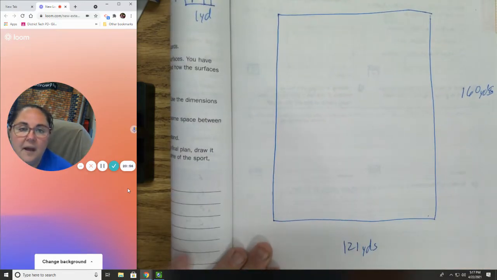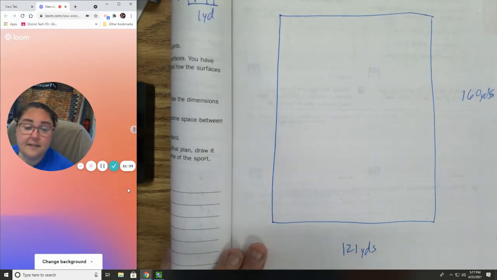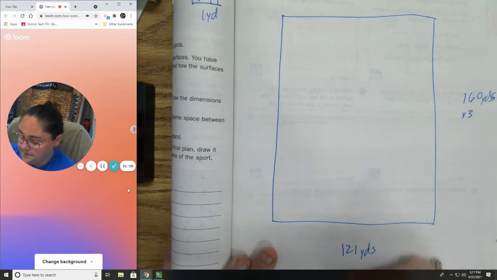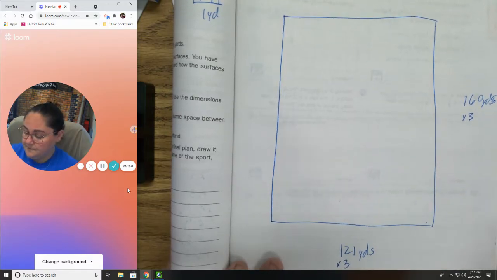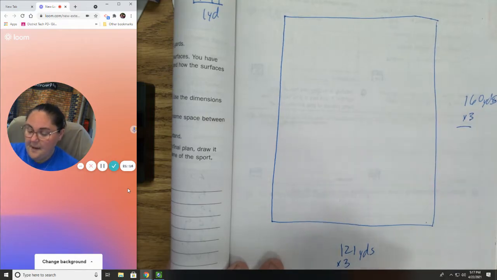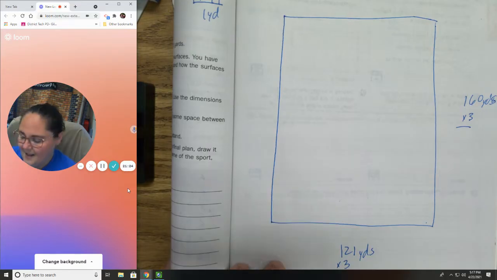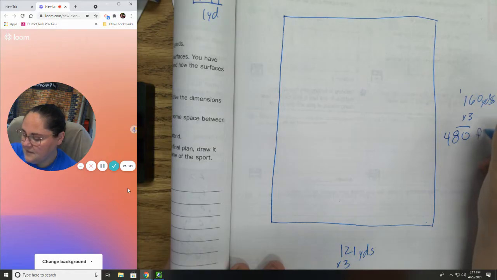Now, my other measurements are all in square feet. So the first thing I need to do is make this into feet. So I'm going to multiply by 3. What is 160 times 3? Three times 0 is 0. 3 times 6 is 18. 3 times 1 is 3 plus 1 is 4. So 480 feet.